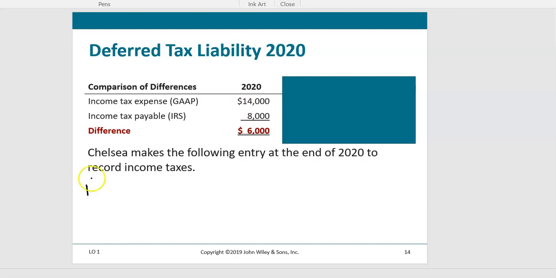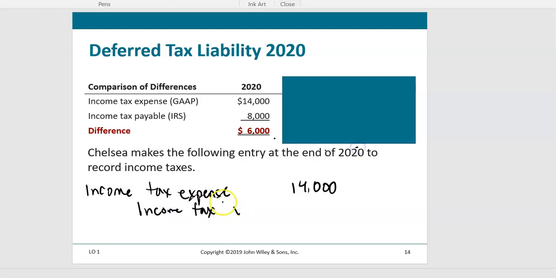So we know that we're recording income tax expense for book purposes. It was $14,000, so we're going to debit income tax expense. This is going to be an entry made at the very end of the year once the company finalizes its pre-tax income. We're not making the cash payment to the government just yet, so we are going to record income taxes payable for the amount that shows on our tax form that we owe to the government, which is $8,000, and that difference gets reported as a deferred tax liability.